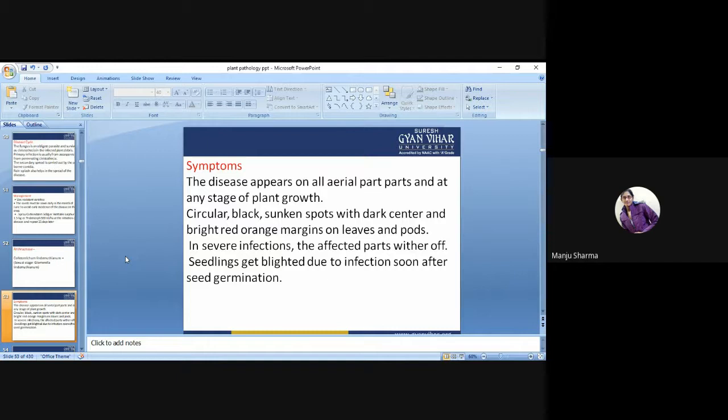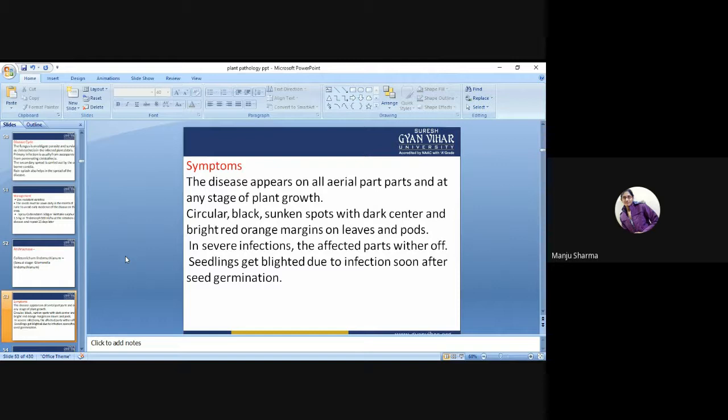Symptoms: the disease appears on all aerial parts and at any stage of plant growth. This disease can cause the symptoms on any aerial part. Aerial part means everything except the root; the pathogen can cause symptoms on any part of the plant.